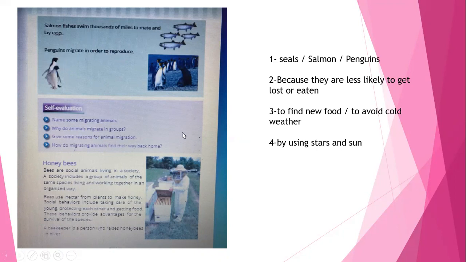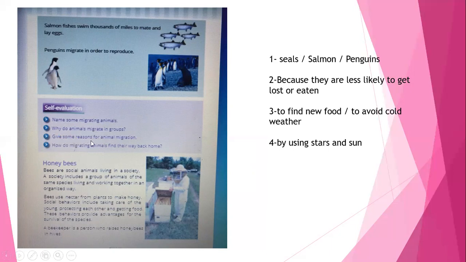Here we have four questions. Let's answer them. Name some migrating animals. We said seals, salmon, and penguins. Also we can put birds. All these are migrating animals. Why do animals migrate in a group? Because they are less likely to get lost or eaten.